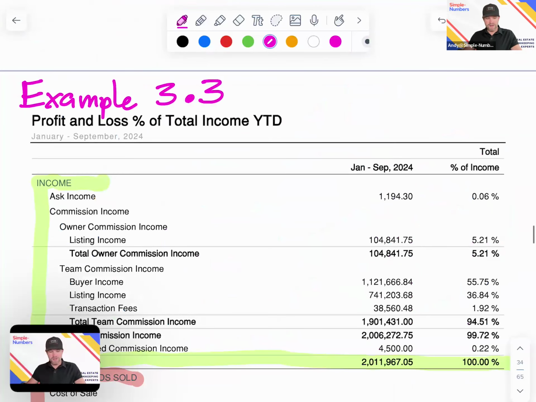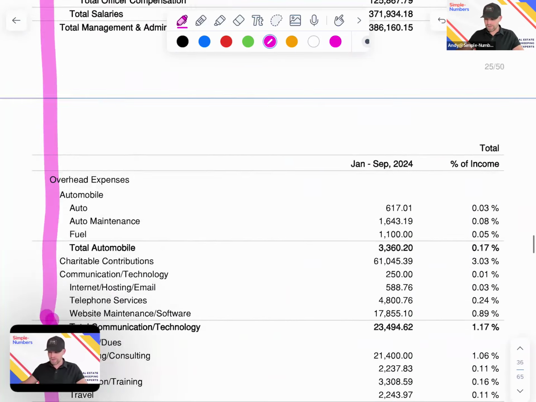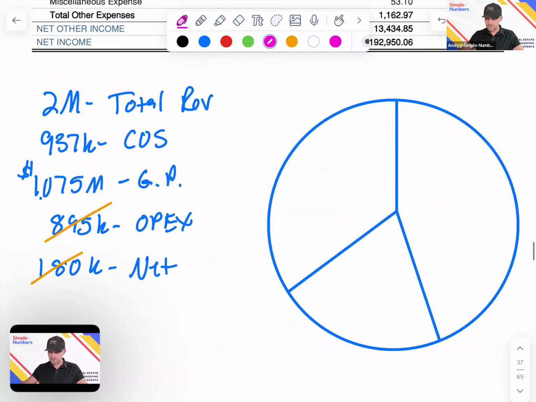This one is a good example. This is a profitable model that doesn't rely on third-party lead sources. Let's look at it. Let's scroll to the bottom again. I'll just show you the high-level numbers. So they did $2 million in total revenue. They had $937,000 in cost of sales. So that's 47%. They were left then with 53% in gross profit.